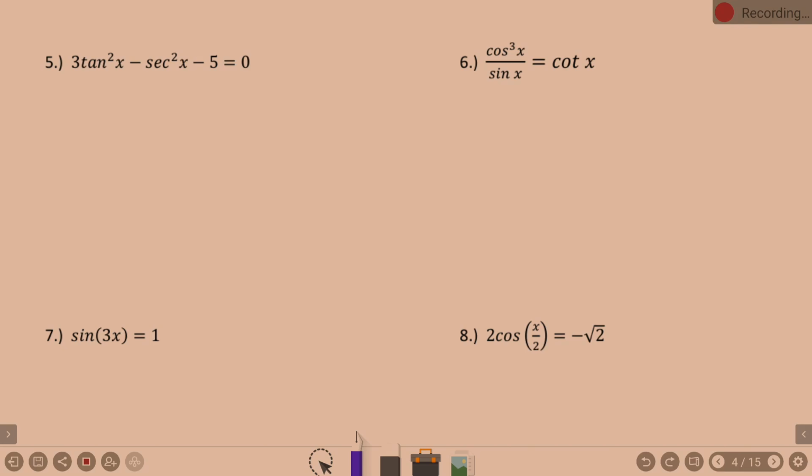Okay? So, is there a connection in some identity between tangent and secant? Can you use a Pythagorean identity? Officially, it would be tan squared minus secant squared equal to -1, right? Well, we can't do that, because we don't have a tan squared minus secant squared. We have a 3 tan squared minus secant squared.